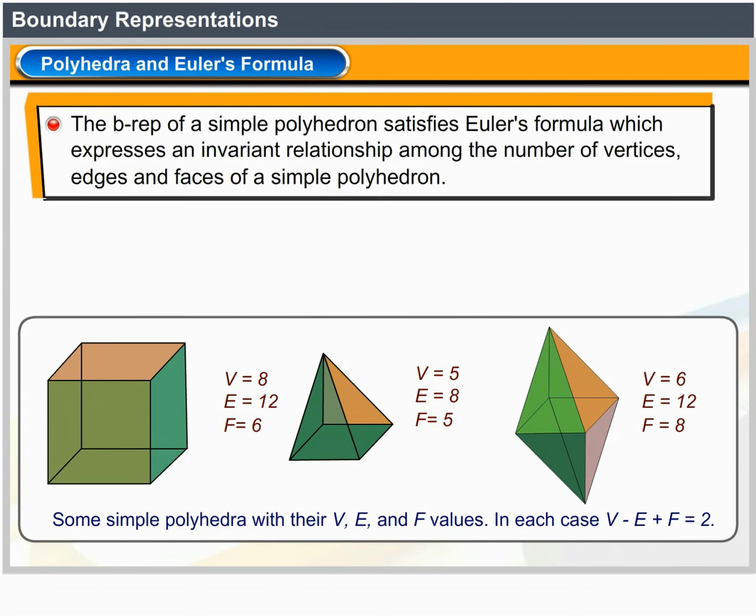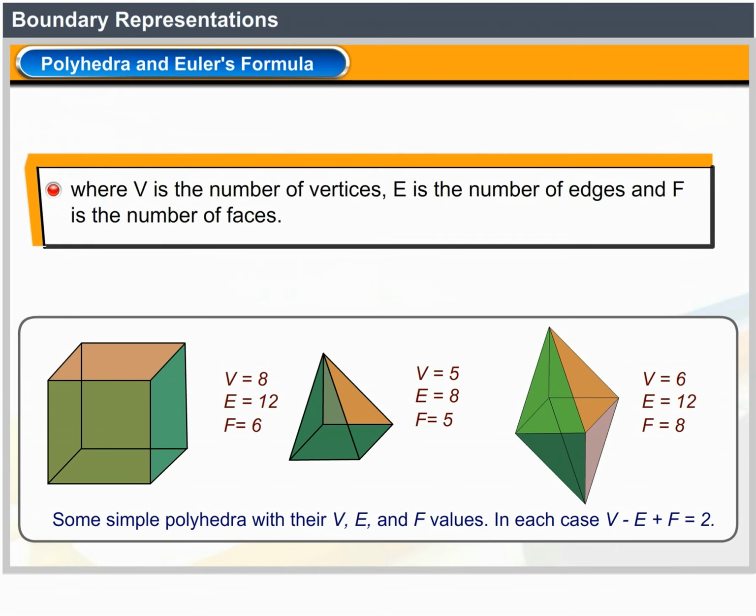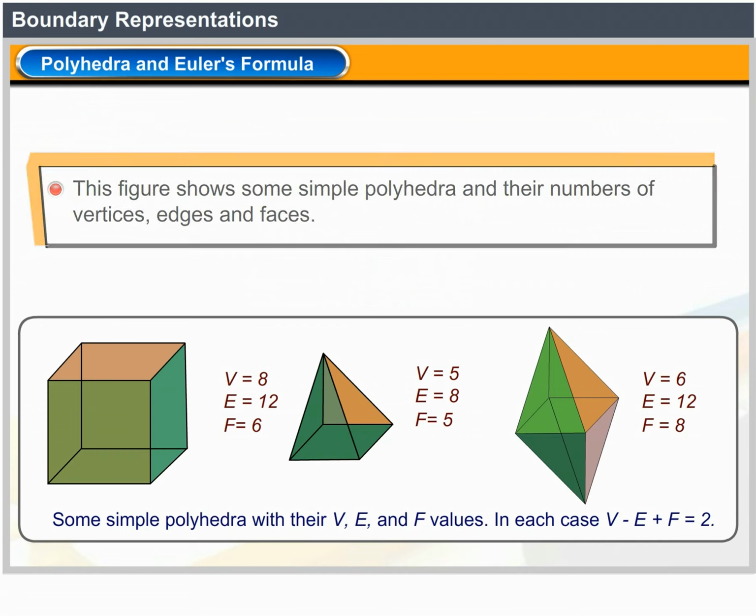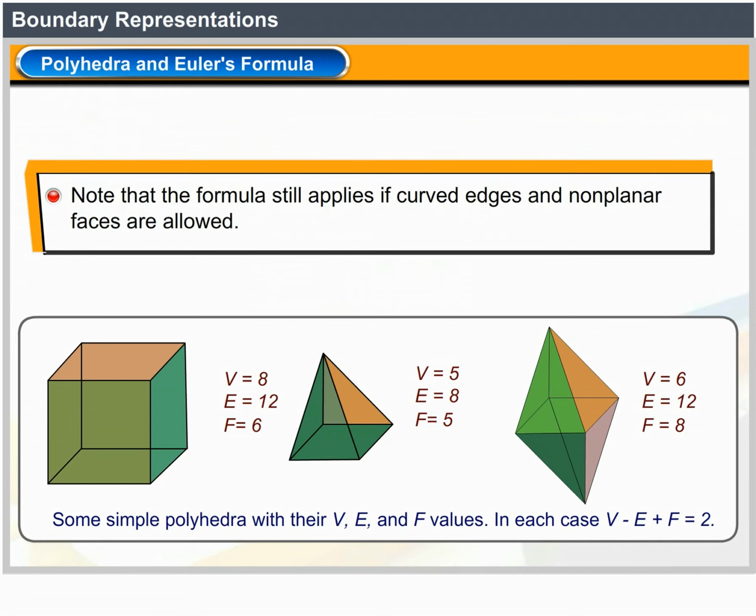The B-rep of a simple polyhedron satisfies Euler's formula, which expresses an invariant relationship among the number of vertices, edges, and faces of a simple polyhedron: V minus E plus F equals 2, where V is the number of vertices, E is the number of edges, and F is the number of faces. This figure shows some simple polyhedra and their number of vertices, edges, and faces. Note that the formula still applies if curved edges and non-planar faces are allowed.